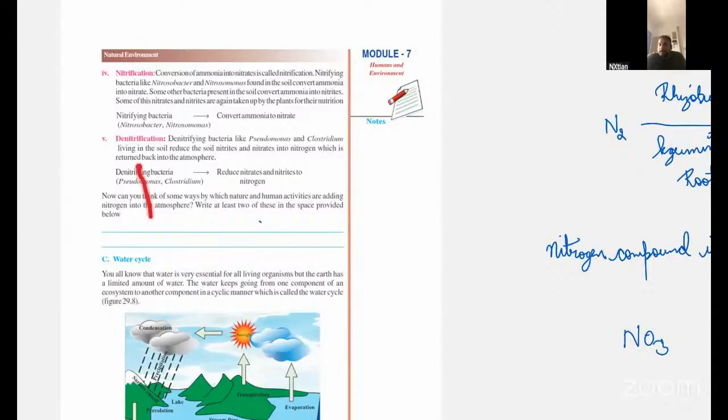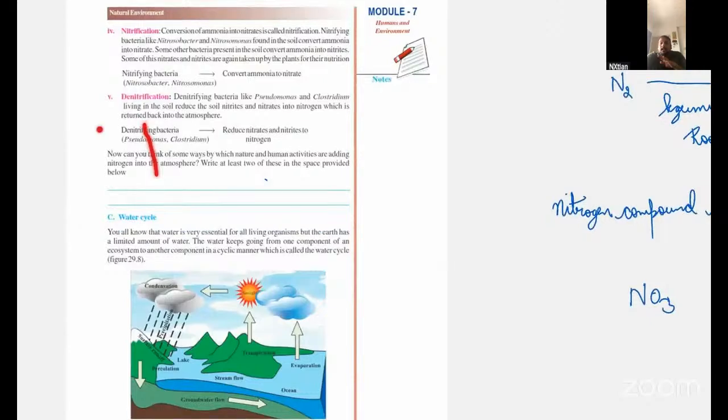Okay. Done? Did you understand? Now it can come in 5 marks. So put a star mark on it. The nitrogen cycle is a 5 marks question. You have to make the diagram as well as explain everything.